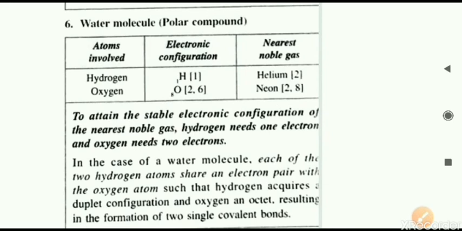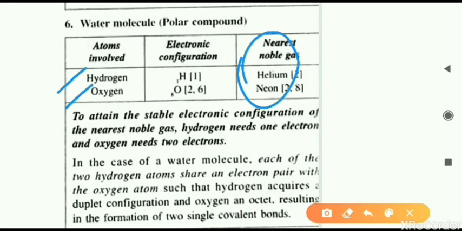Next, now we will see about the polar compounds. Polarity is there because of the differences in electronegativity. So in the water molecule, in the last class also I told about this. In the center, the oxygen atom's atomic number is 8, so its configuration is 2,6.